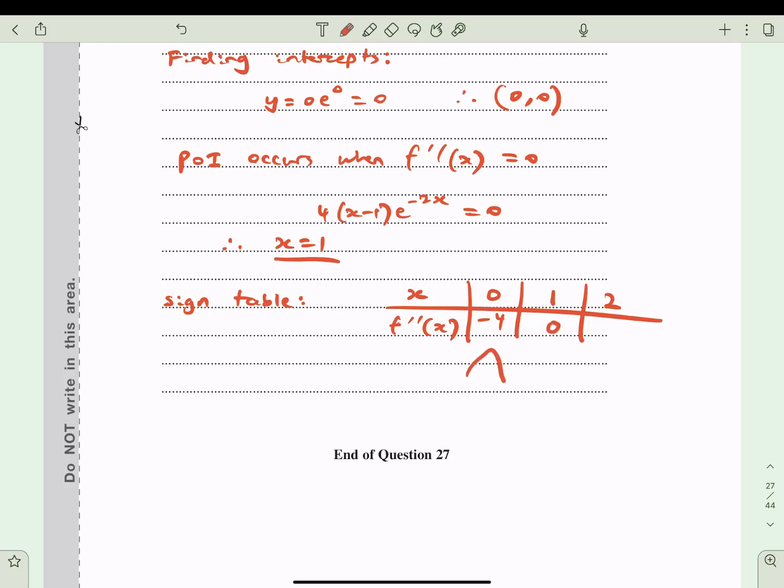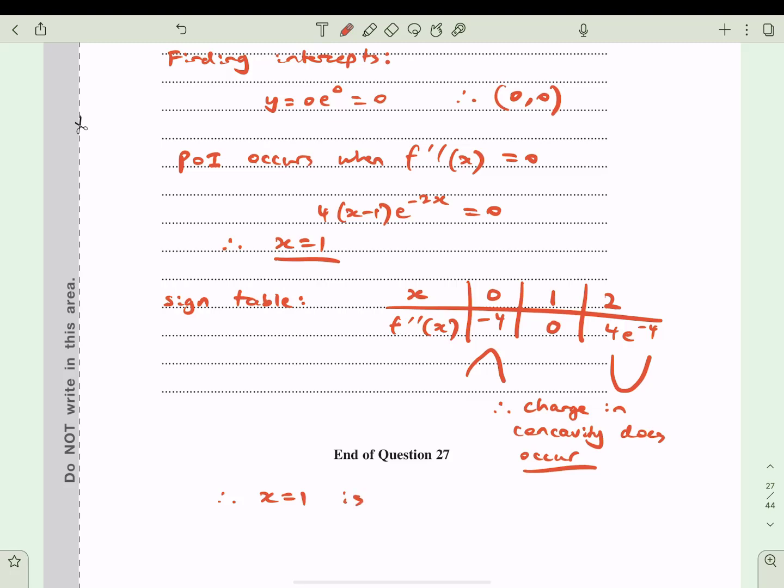We know that when x equals 1, the double derivative equals 0. Now, when I put in x equals 2, that's going to get me 4 times (2 minus 1) times e to the power of negative 4. That's just going to equal 4e to the power of negative 4. And since that's a positive number, that means it's concave up. So therefore, a change in concavity does occur. And since a change in concavity does occur, x equals 1 is a point of inflection.